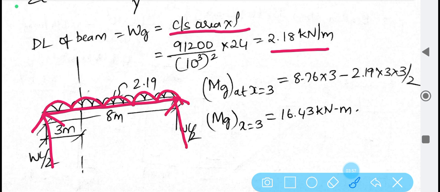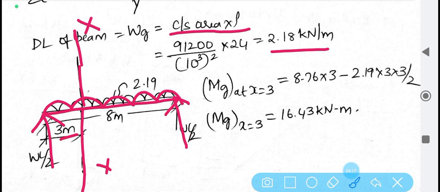As I have told you, a separate section needs to be considered at 3 meter section. And let us calculate the bending moment. If it is required to calculate at the central span, we have a direct equation WL square by 8, but however in this case we are not computing it at the central span section, we are computing at the 3 meter span.